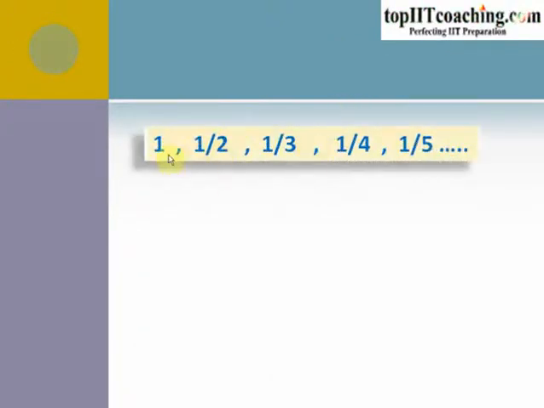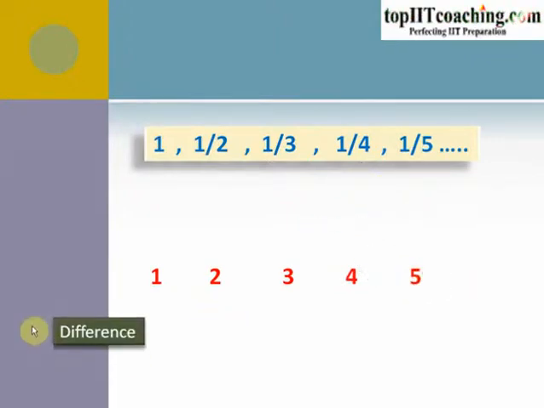We have a progression 1, 1 by 2, 1 by 3, 1 by 4, 1 by 5. Now, if we take the reciprocal of the first term, then it is 1. If we take the reciprocal of 1 by 2, it is 2. The reciprocal of 1 by 3 is 3. The reciprocal of 1 by 4 is 4. And the reciprocal of 1 by 5 is 5.